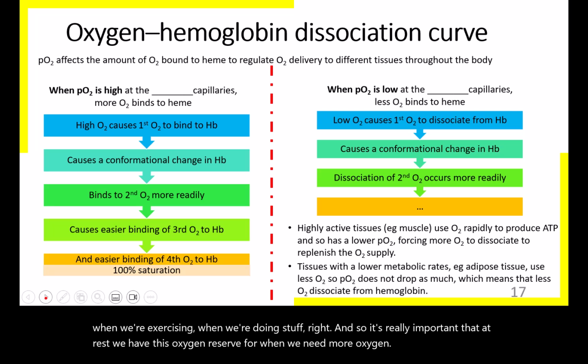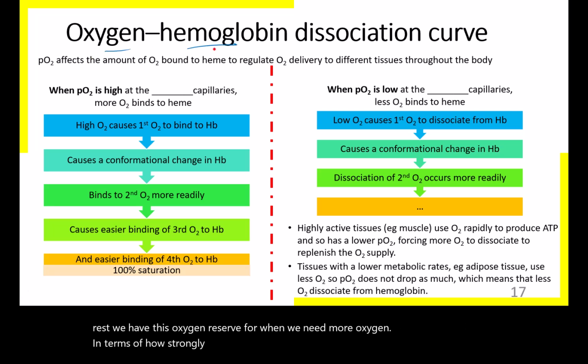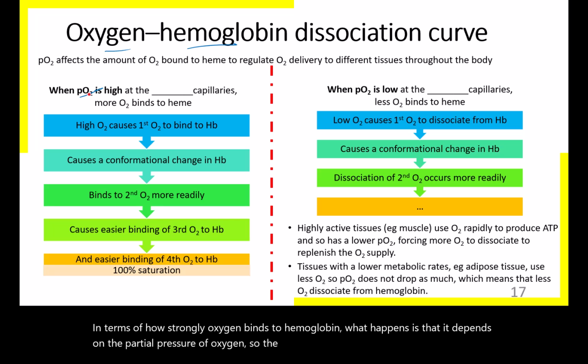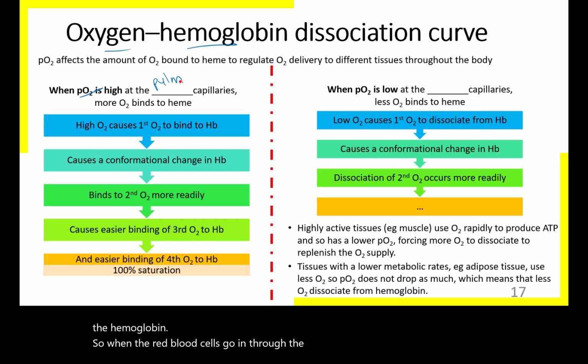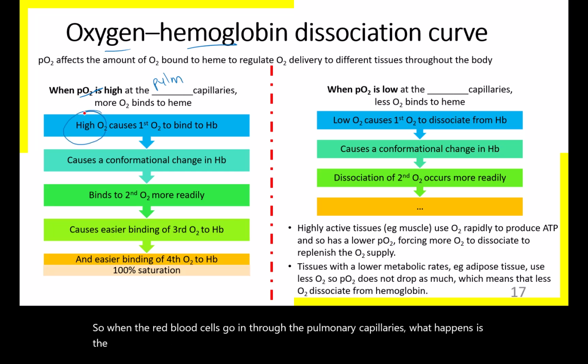In terms of how strongly oxygen binds to hemoglobin, it depends on the partial pressure of oxygen. The partial pressure of oxygen is high in the pulmonary capillaries of the lungs, and that makes more oxygen bind to the heme of the hemoglobin. So when the red blood cells go through the pulmonary capillaries, the high partial pressure of oxygen causes the first oxygen to bind to hemoglobin.